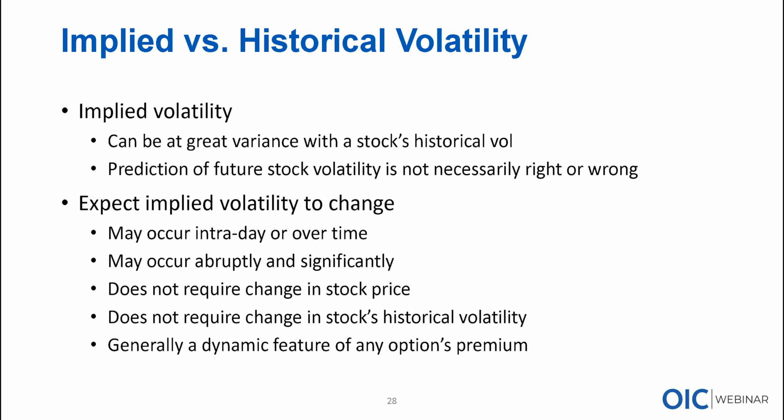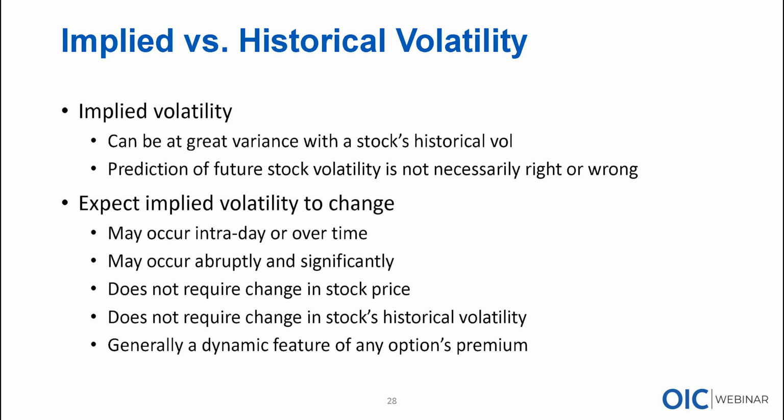I see some of the questions coming in: where can I find these volatility numbers? You can certainly find them on your broker's trading platform, I would expect. You can also find them on our optionseducation.org website. We have a delayed quotes page that, in addition to the Greeks and bid-ask prices, also has implied volatility data.